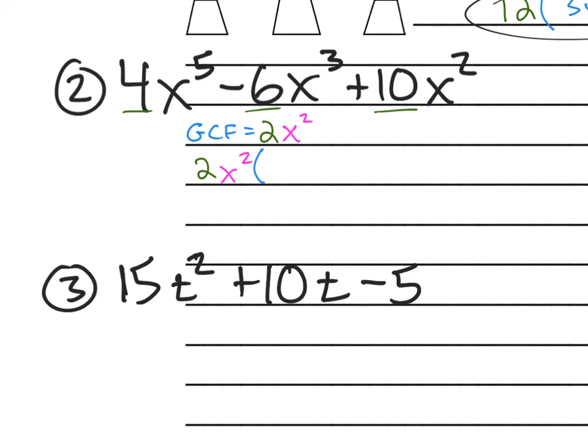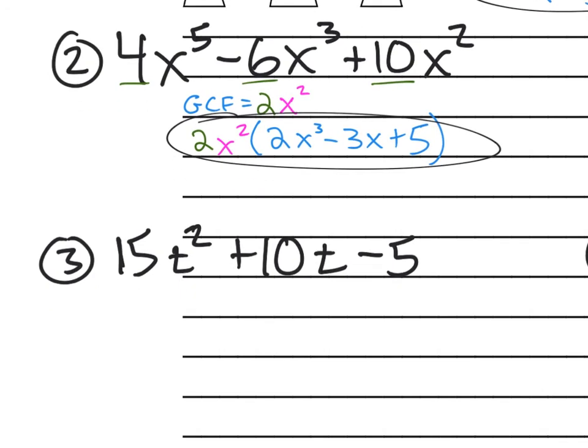So we're going to divide each of those by 2x squared. So 4 divided by 2 will be 2 inside. And then x to the 5th divided by x squared, we'll have 3 copies of x left. Another way of thinking about doing this is, what times 2x squared will make negative 6x to the 3rd? So 2 times negative 3 would make that, and then x to the 3rd. Our last one there, 10 divided by 2 is 5. And then x squared divided by x squared is just going to go away. So there's our final factored polynomial for that question.